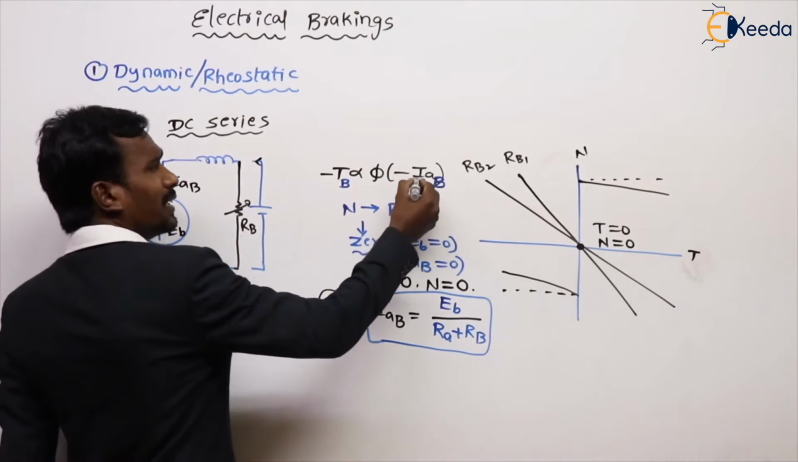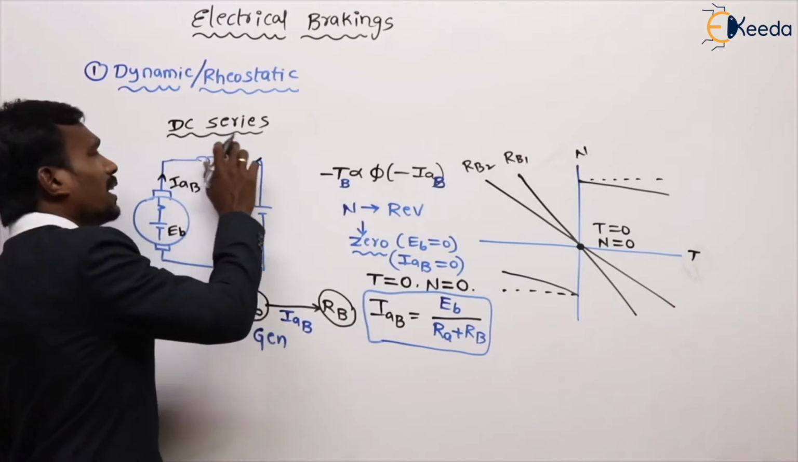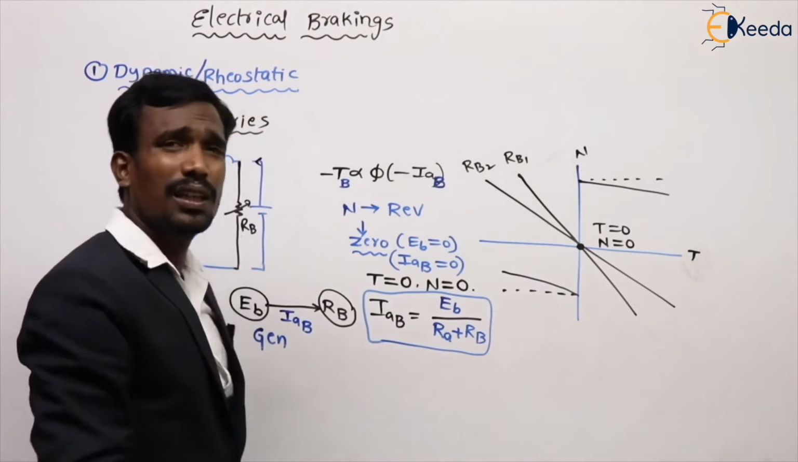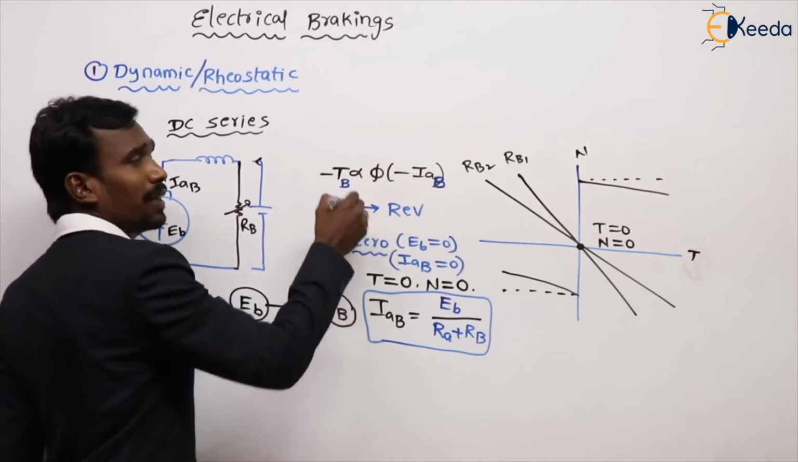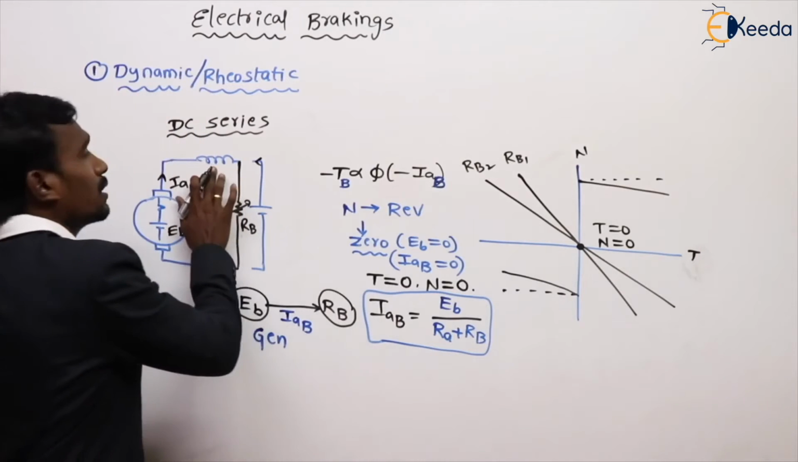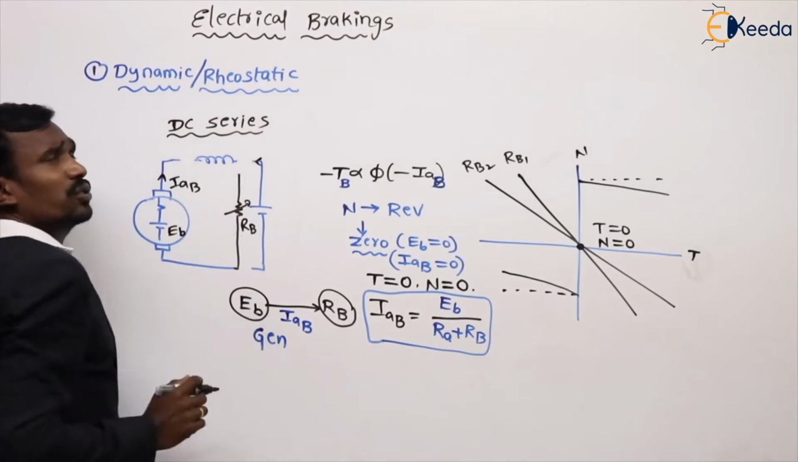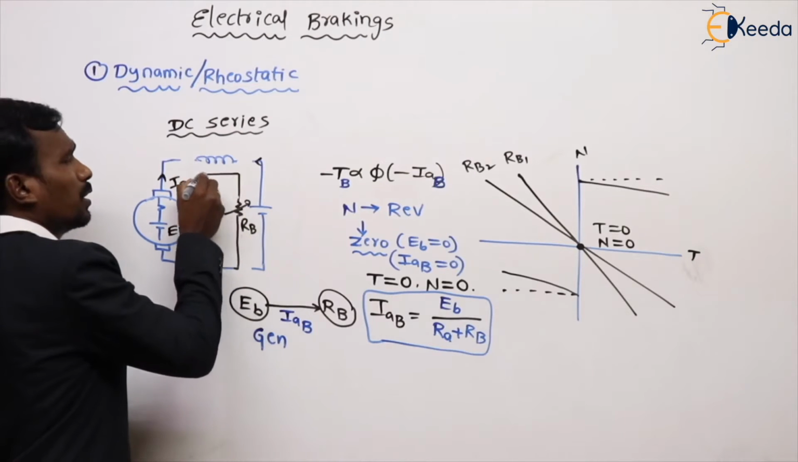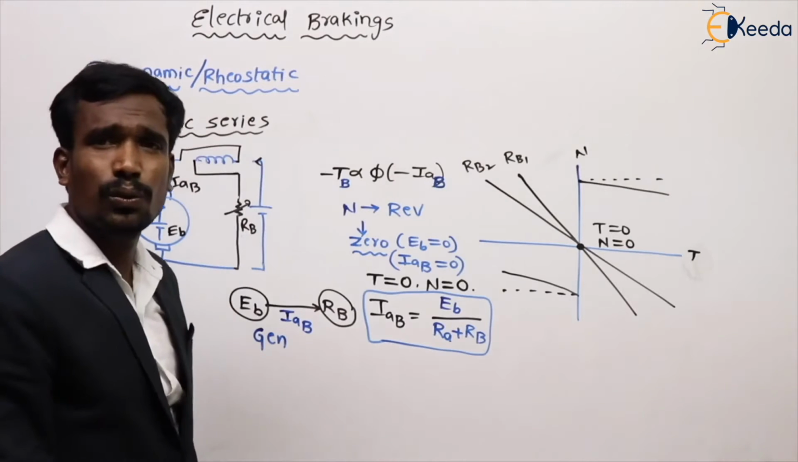When the armature current is reversed, the flux is also reversed, because the current flows through the field winding only. So if both are reversed, it is minus of minus, plus. So it should not reverse. For that, what should I do? Just very simple, reverse the field winding terminals also.